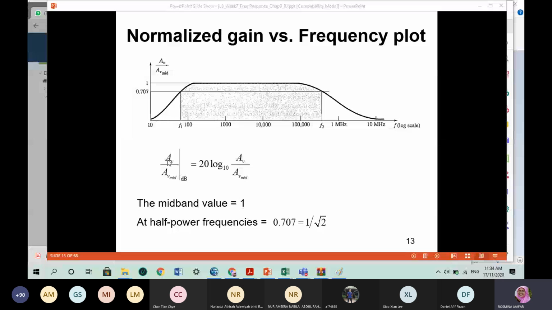Okay, so now your gain AV over AV mid in dB unit is always equal to 20 log 10 of AV over AV mid. The mid-band value is equal to 1 maximum, or the flat response of 1, or equivalent to 0 dB, or 100%. And therefore at half power frequencies it is only 0.707. So in other words, the bandwidth of the frequency response is from the half power frequencies, from the lower cutoff to the upper cutoff.